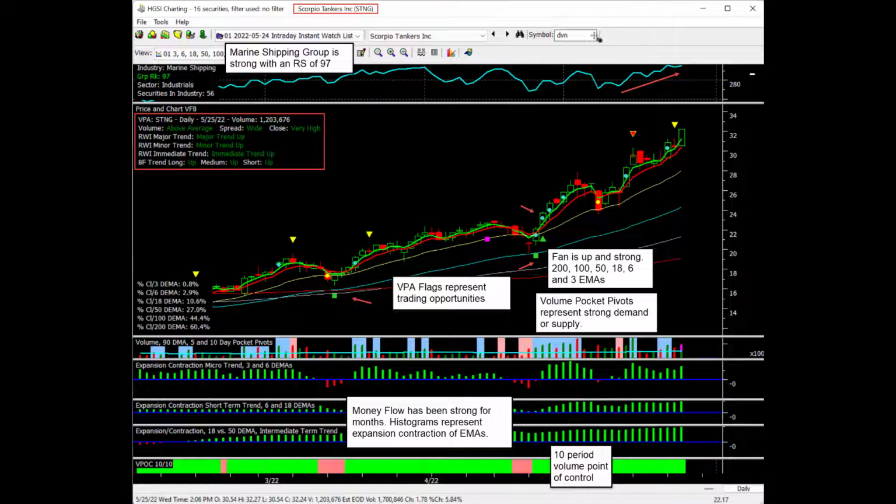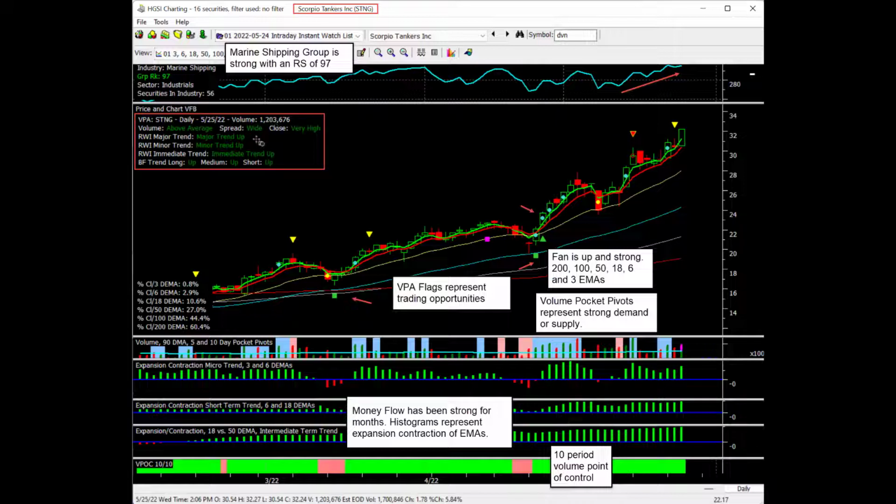Now, the way I built this chart is I began with a group line up here in this window, and you can see over here at the left it tells me what the industry is, what the group rank is, the sector, and the number of securities in this industry, which is marine shipping. So it has an RS of 97. This group has been going up recently, represented by the cyan line.